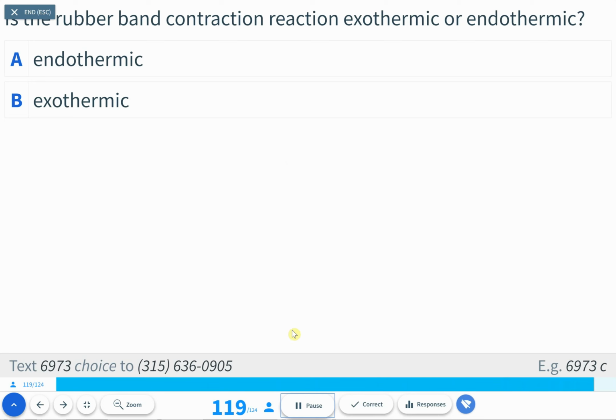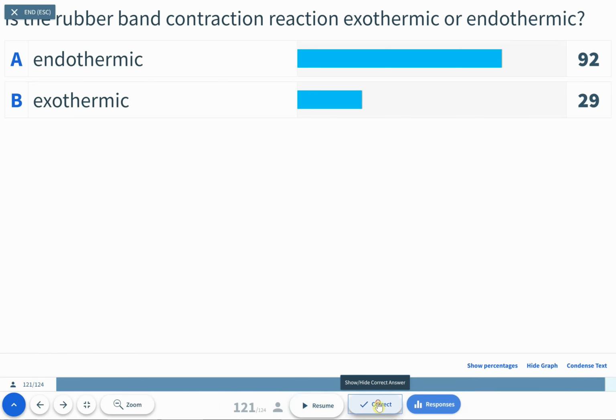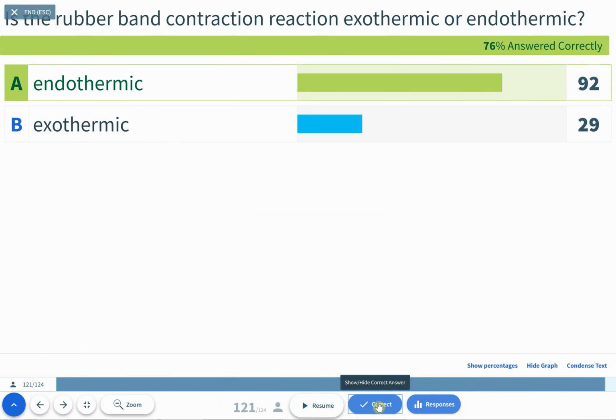You guys should do this one just fine. Okay, the correct answer is endothermic. The majority of people, three quarters, got that right. It got colder, therefore it must have absorbed energy. That's an endothermic reaction. Let's go to our next one.